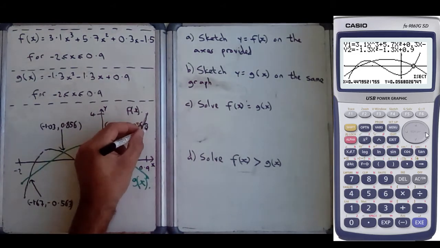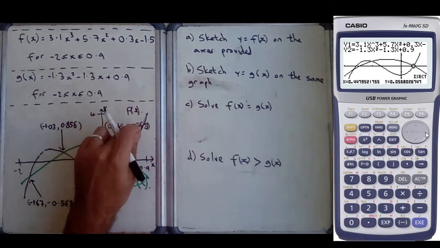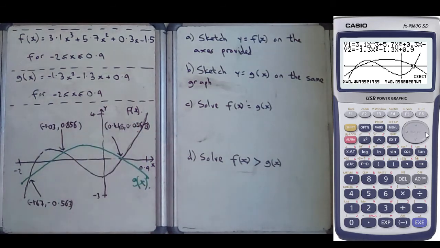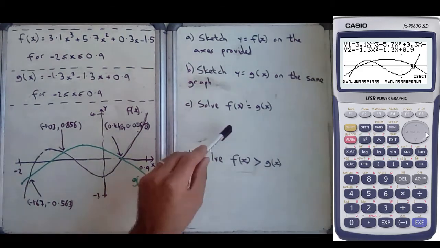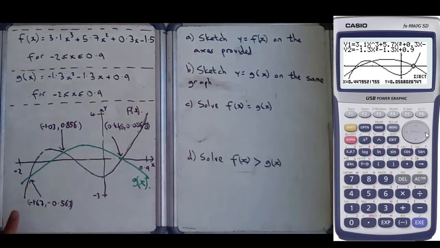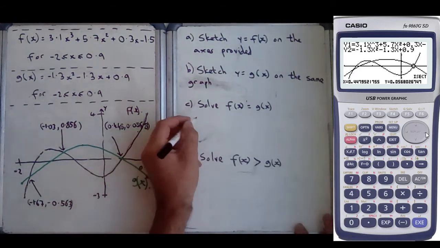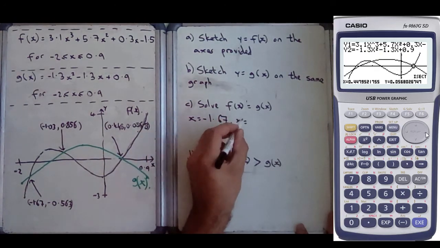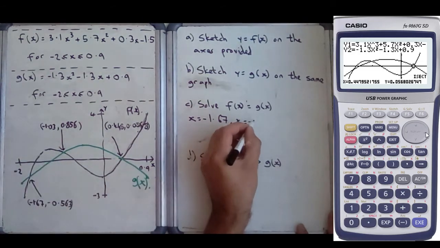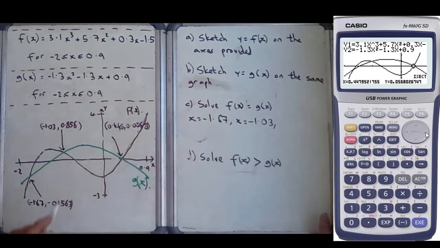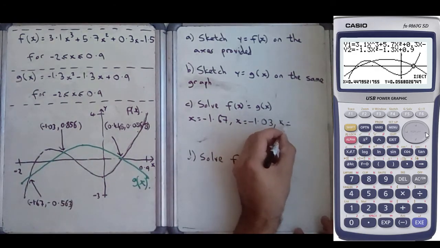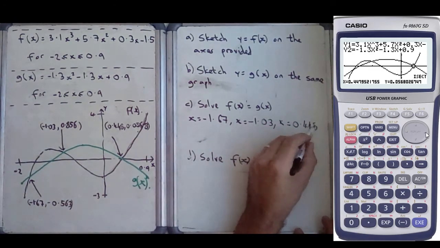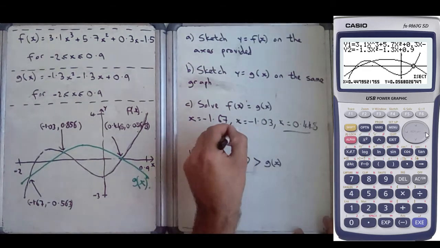And as I was saying, y, you're not going to use it for the question, but it helps me to show you what I'm thinking, or why I'm doing what I'm doing, hopefully. So as far as we solve f of x equals g of x, I'm only interested in the x values. I'm going to write them all down. So x equals minus 1.67, x equals minus 1.03, and x equals 0.448. Three answers. I expect you would get 3 marks for that.